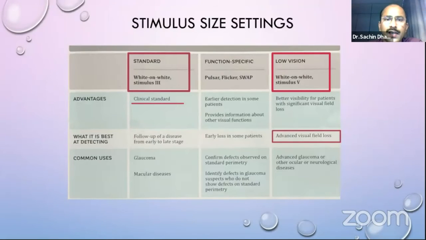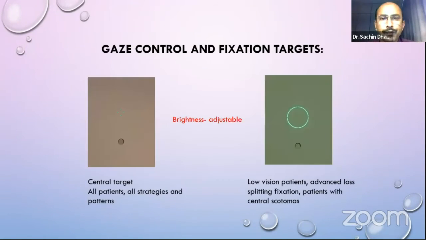Now, stimulus size settings, we basically always use the size 3 white on white. As we all know, it is the clinical standard. In the low vision, we have the white on white stimulus size 5, which is used for advanced field loss.